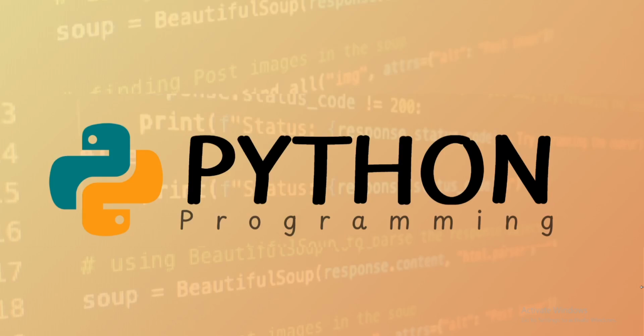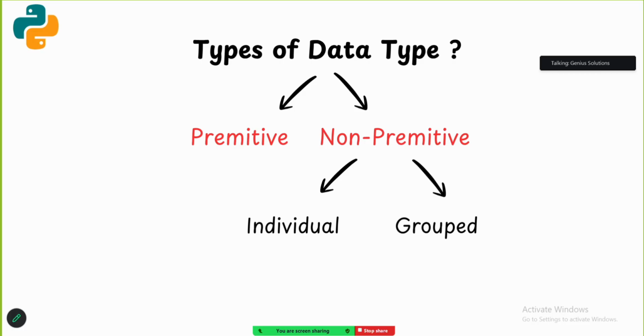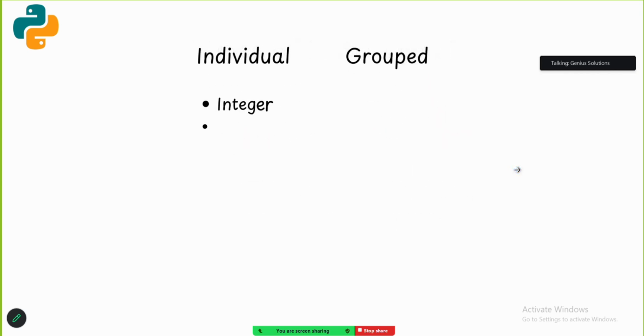In the previous video we stopped with data types. We got to know what a data type is, the types of data types, and what we have in Python that are non-primitive, and there are two types in non-primitive. They are individual and grouped, and we also discussed the things included in individual and grouped, right? So in individual there are integer, float, boolean, complex and character.